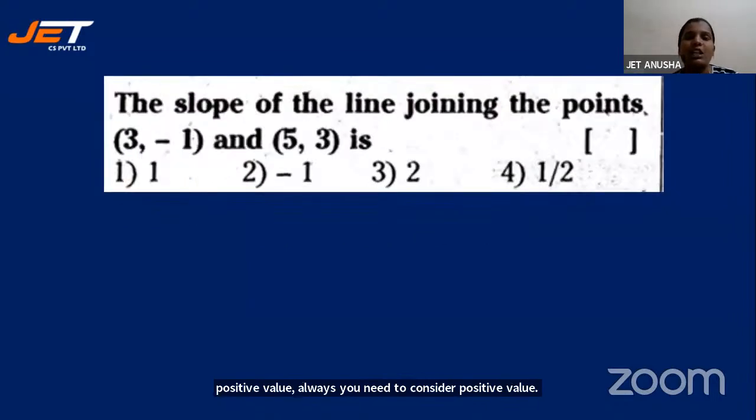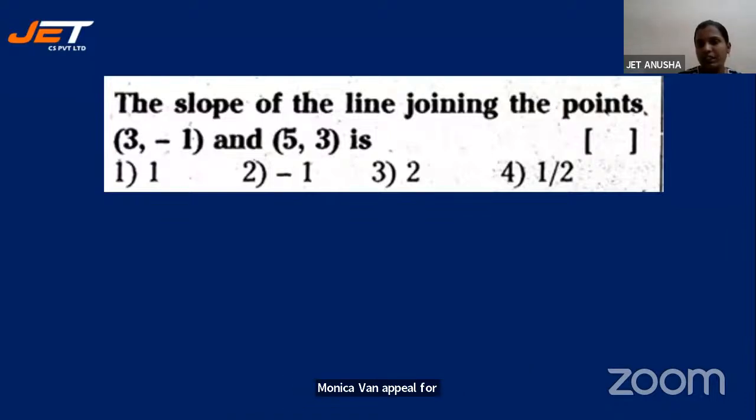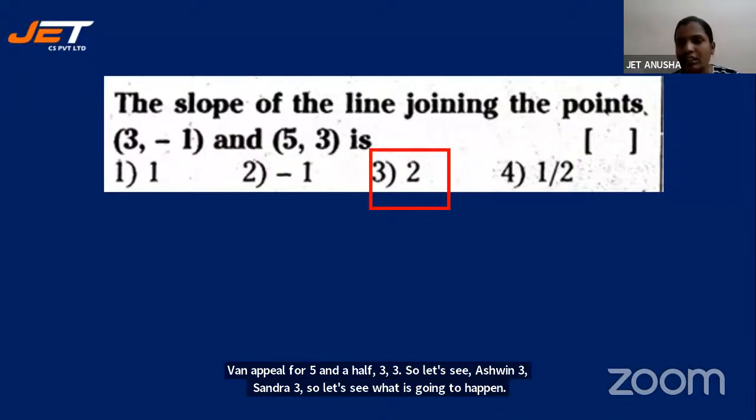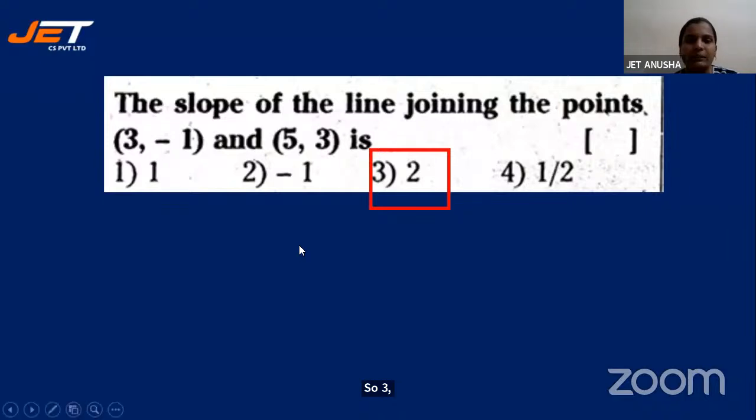So the next question is, the slope of the line joining the points 3 comma -1 and 5 comma 3 is. Options are 1, -1, 2, 1 by 2. So let's see who will give me the correct answer. Slope, you need to use the formula. Monica 1, Akhil 4, Pavani Sai gave me 3, Rajeshwari 3. Ashwin 3, Sandra 3. So let's see what is the correct answer. 3 as the answer. Correct. Renuka, Rishikesh, Pavani, Akhil, very good.